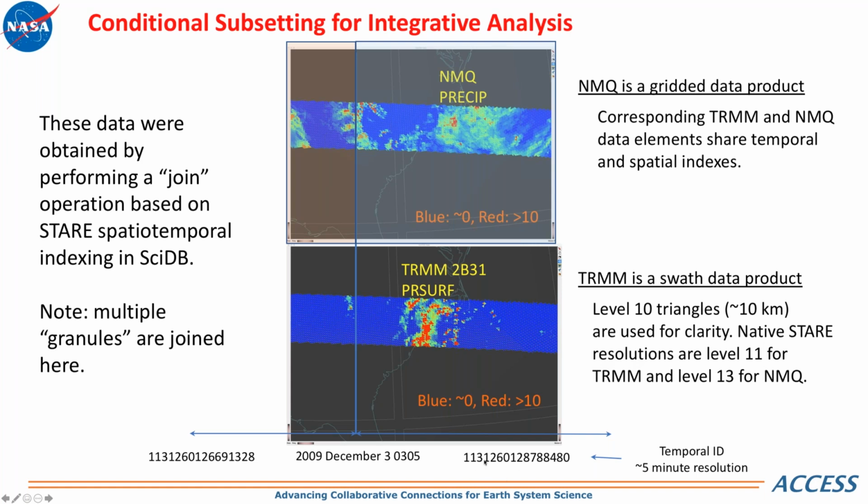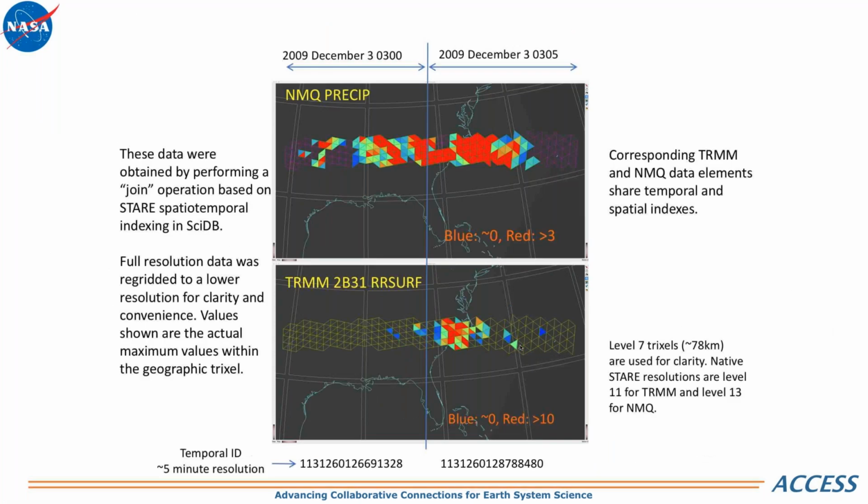And this big long number over here turns out to be the temporal ID that we were using. And so each one of these triangles has its own 64-bit word. Here's another 64-bit word. And we're actually looking at about, I think it was four different granules that were joined during this very large piece of analysis that we were doing. So that's something that just essentially falls out when you're using the STARE indexing scheme.